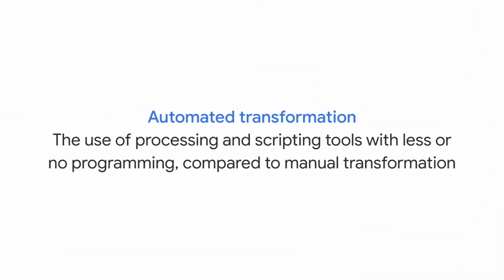Automated transformation is the use of processing and scripting tools with less or no programming compared to manual transformation. These processes are usually combined to create an automated workflow. These tools make working with your data so much easier than manually transforming data alone. Although you don't have to use much code with these tools, you might still end up using coding languages, like SQL and Python, to make modifications within the tool. Automated transformation tools are best for large or high-velocity datasets and can be local or in the cloud. The tools you use will be based largely on the needs of your organization and the goals you're trying to reach with your data.